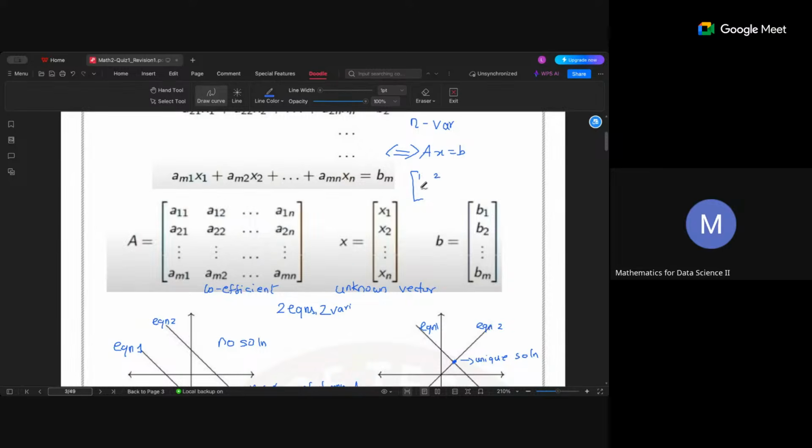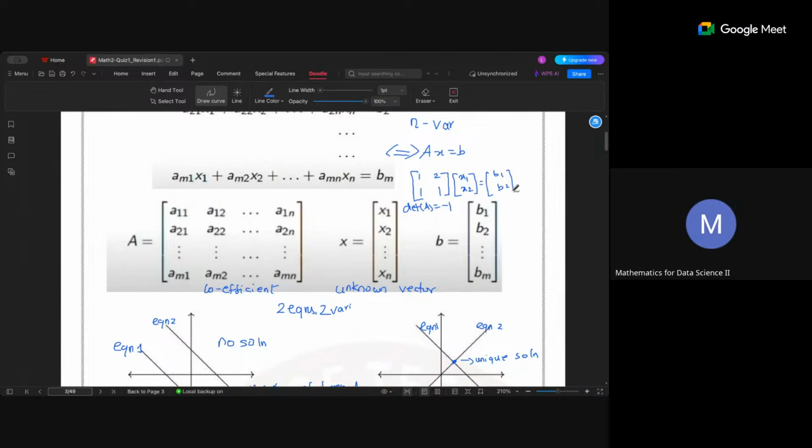Let's take this case. What is the determinant of this matrix? Minus 1. 1 minus 2, so minus 1. So you know that you have a unique solution for any Ax equal to b. How can we see? So you have x1, x2 equal to b1, b2. So we can have any b1, b2.